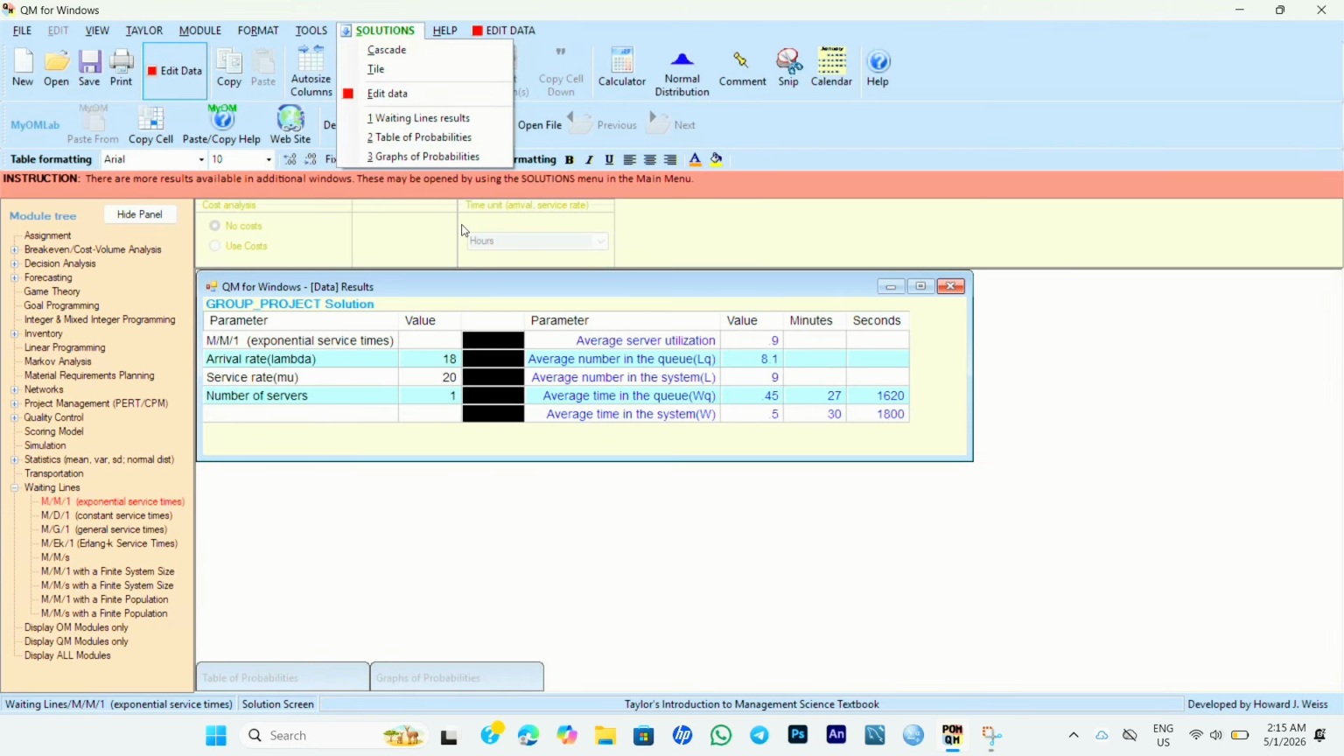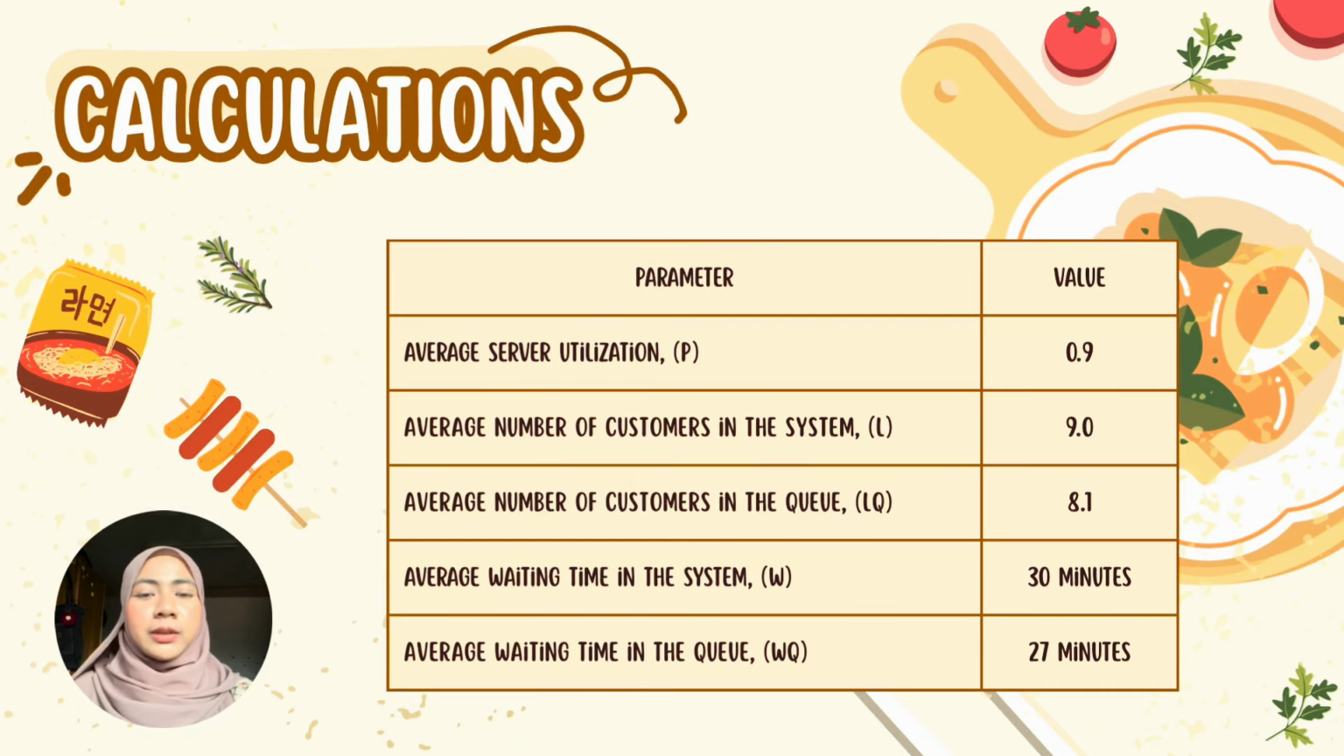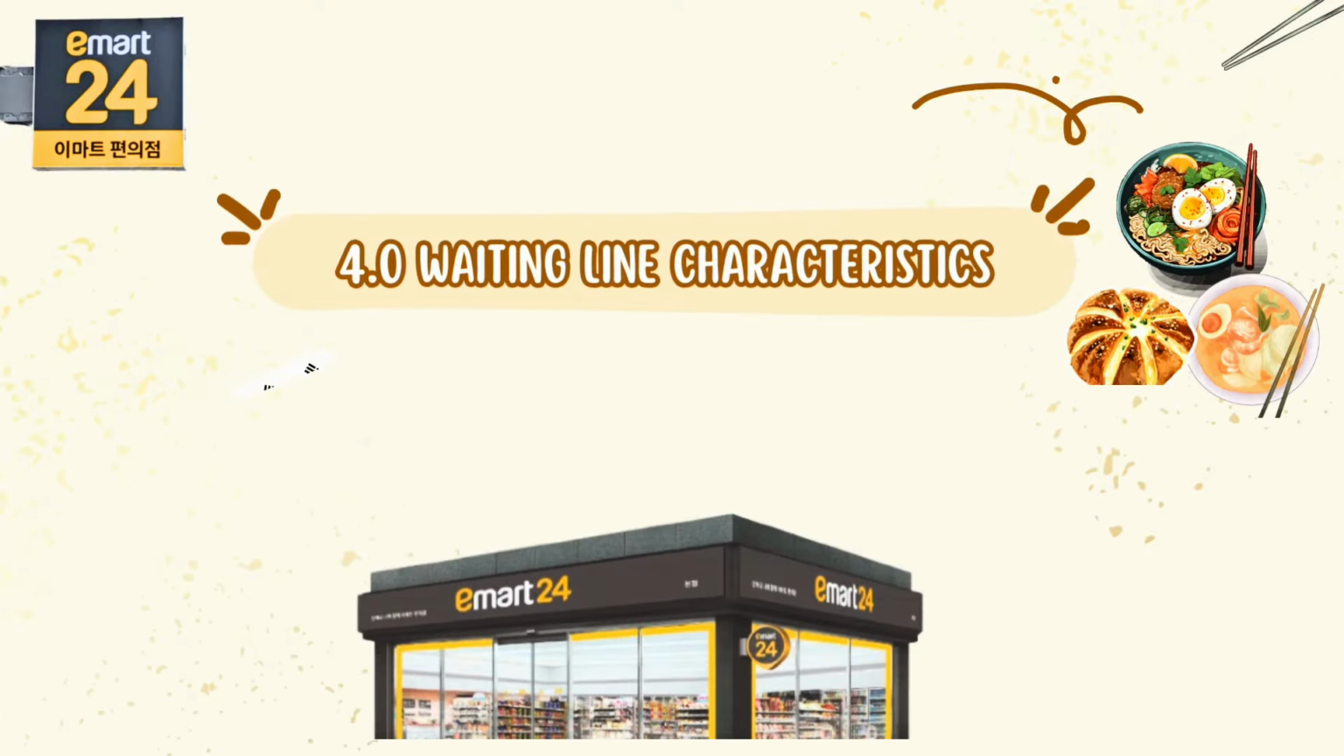So, this is the result for our waiting line. Let's take a closer look in the next slide. Result for average server utilization, rho, is 0.9. For average number of customers in the system, L is 9.0. Average number of customers in the queue, LQ, the value is 8.1. Furthermore, the average waiting time in the system, W, is 30 minutes. And the last one is average waiting time in the queue, WQ, is 27 minutes.